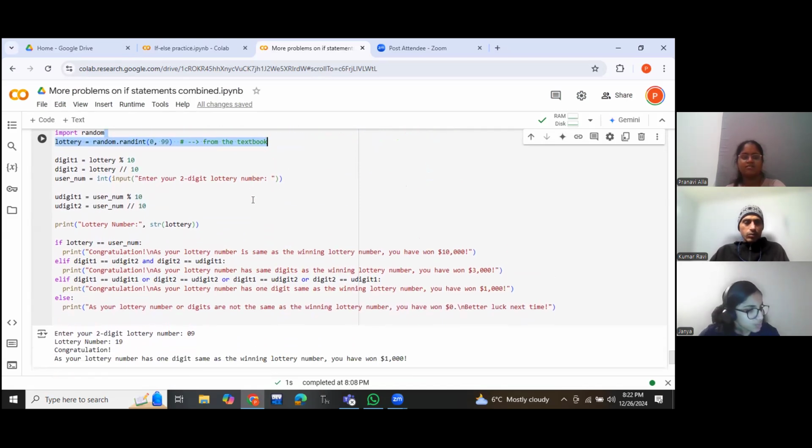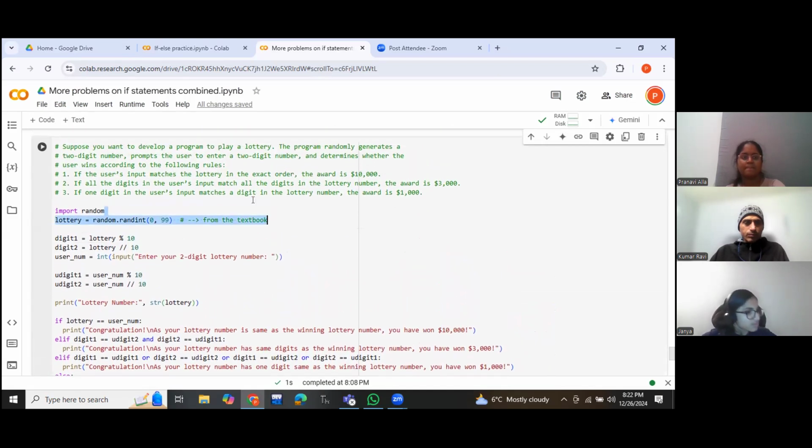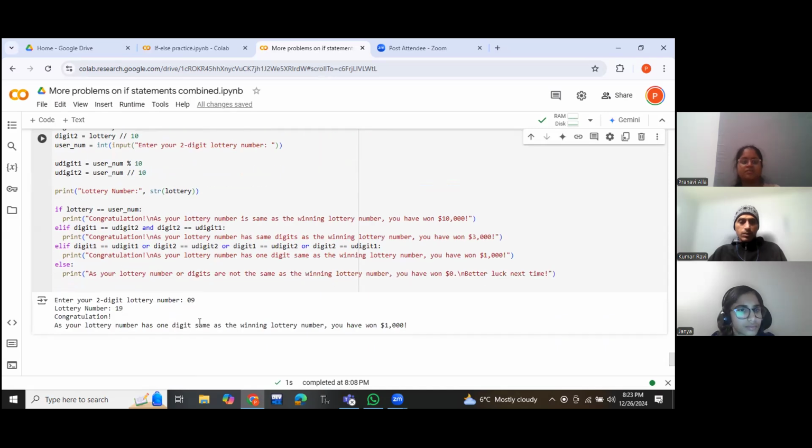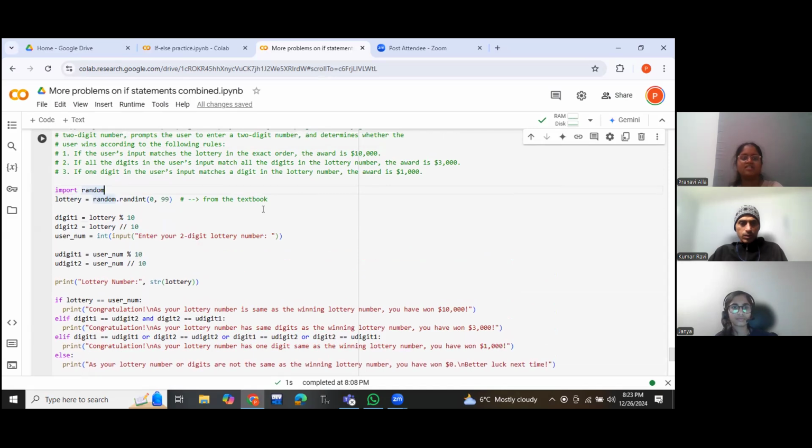Okay, show me the question because I forget the question. Yes, sir. You want to develop a prompt to play a lottery. The prompt randomly generates a two-digit number. Prompt the user to enter the two-digit number. See, you're not getting any input, right? I'm getting input from the user. Oh, okay, sorry. This is generated by the computer, sir, like the lottery number. Oh, okay, the user has to give their lottery number.